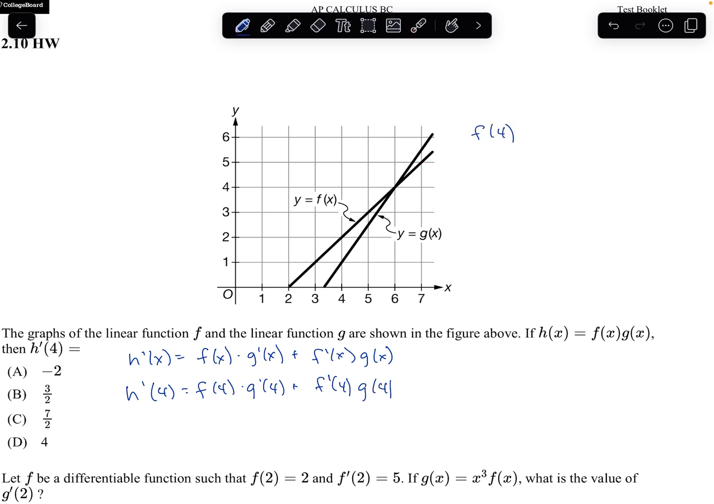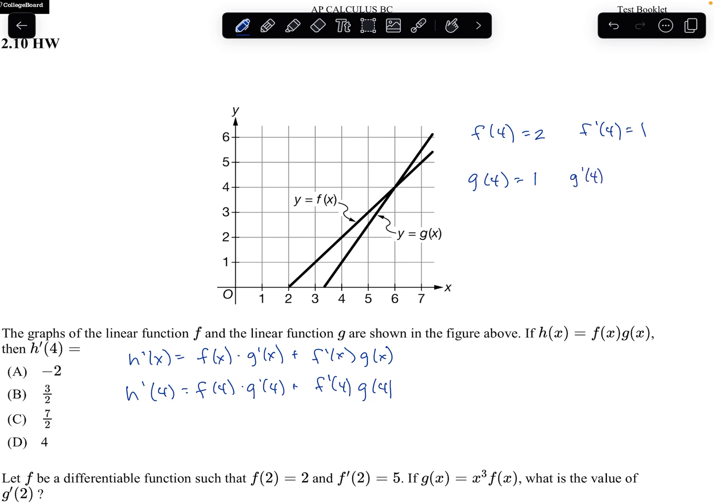So what would f of 4 be? At x equals 4, f of x is equal to 2. And then g of 4, at x equals 4, g of x is equal to 1. Now f prime of 4, since it's a linear function, the slope is always constant. The slope here is just up 1 over 1, up 1 over 1, so the slope is 1. That means f prime of 4 is going to be 1.